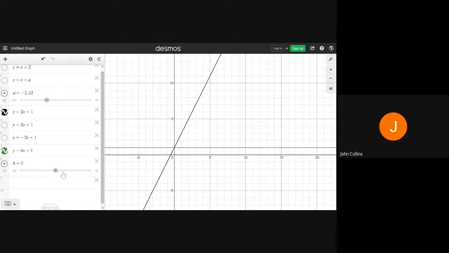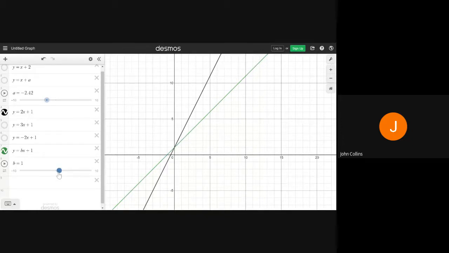That'll be 0 times x. This is it as 1. Okay, so let's look at the steepness of the angle. Remember, it was flat at 0. Flat at 0, it's going up at 1.